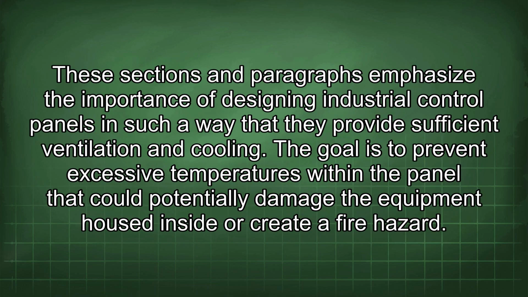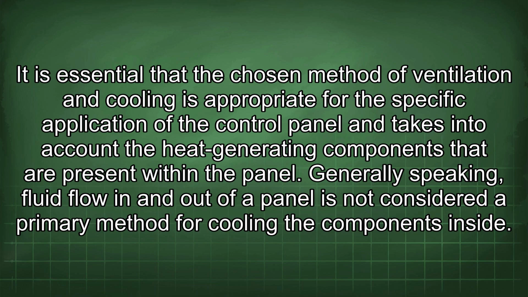These sections and paragraphs emphasize the importance of designing industrial control panels in such a way that they provide sufficient ventilation and cooling. The goal is to prevent excessive temperatures within the panel that could potentially damage the equipment housed inside or create a fire hazard. It is essential that the chosen method of ventilation and cooling is appropriate for the specific application of the control panel and takes into account the heat-generating components that are present within the panel.